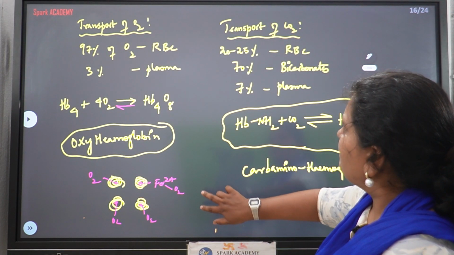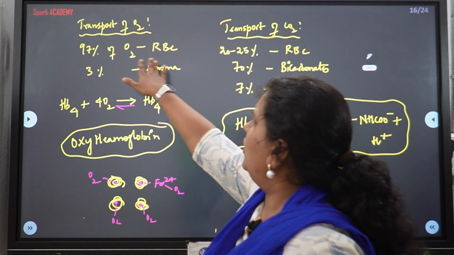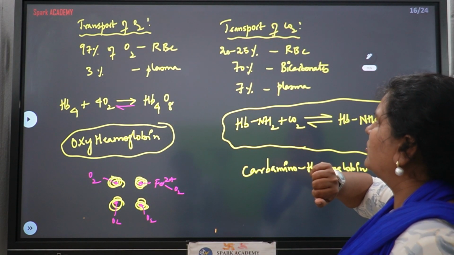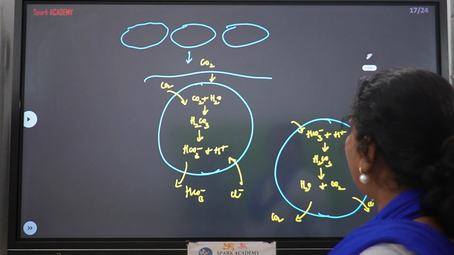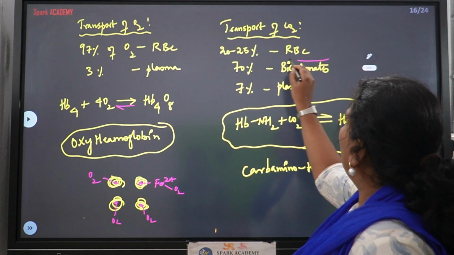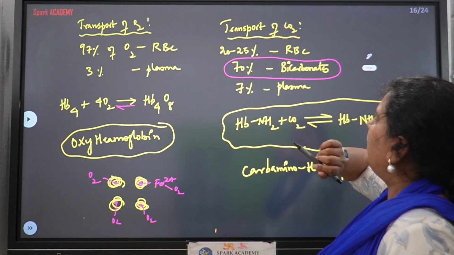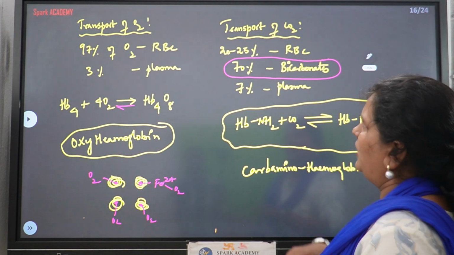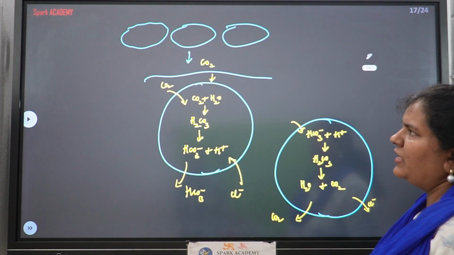Now we know about transport of oxygen, which majorly happens with the help of RBC. Let's see how transport of carbon dioxide is happening. So I want you to see this. We are going to learn how transport of carbon dioxide is going to happen. As you know, 70% is by formation of bicarbonate ion. So we'll see how this reaction happens.